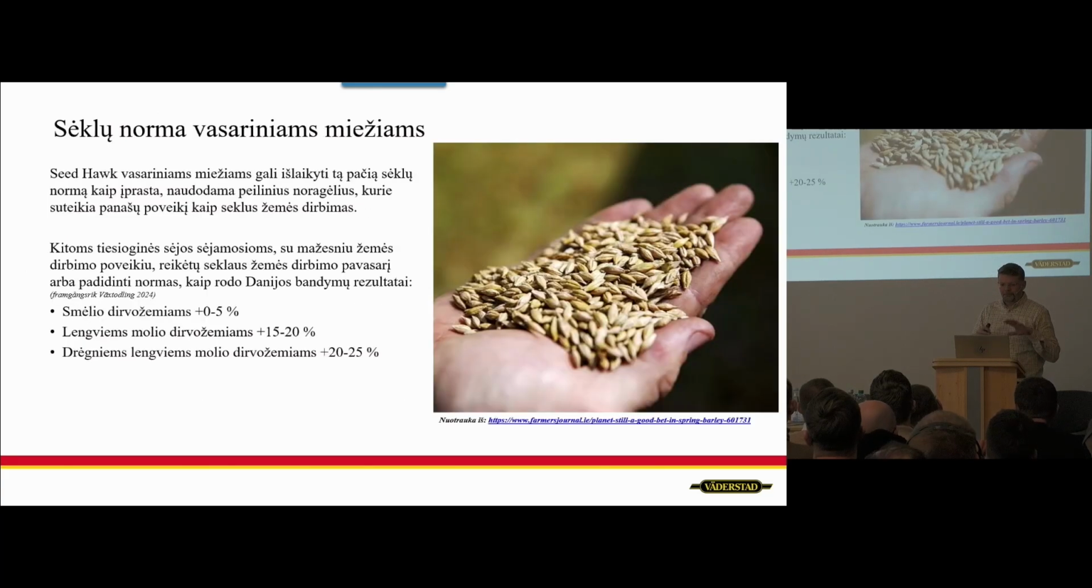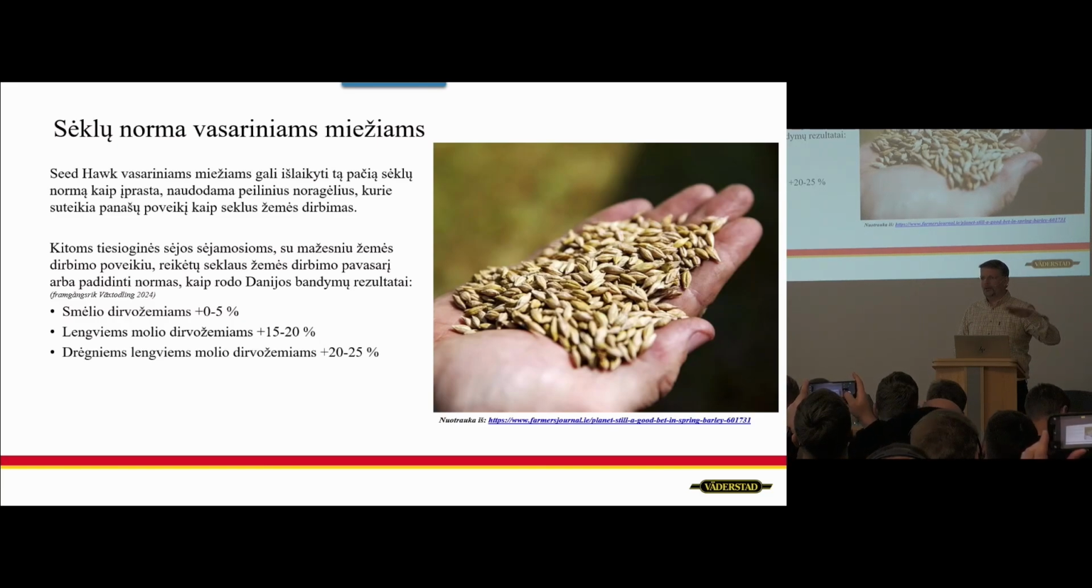And here we also saw trials on spring barley in Denmark, where there have been some needs of increase in seed rates when you do direct drilling. With the SeedHawk, since we are doing some tillage as well, we do not have to worry about that. We can keep the same seed rate and don't have to do any extra, so to say. So that saves a little bit of money.